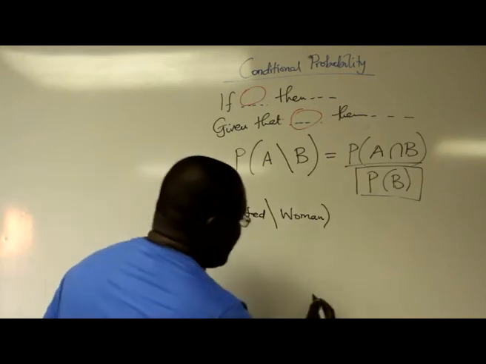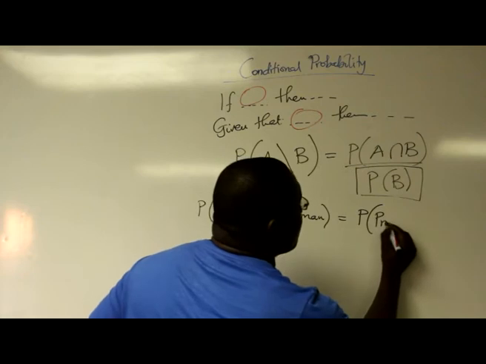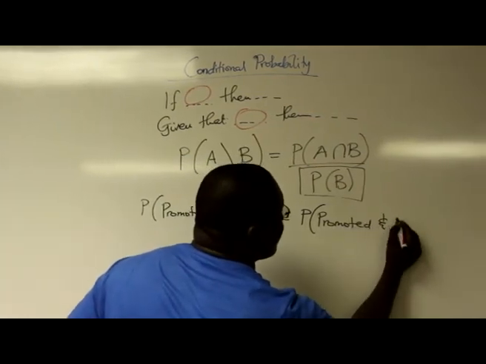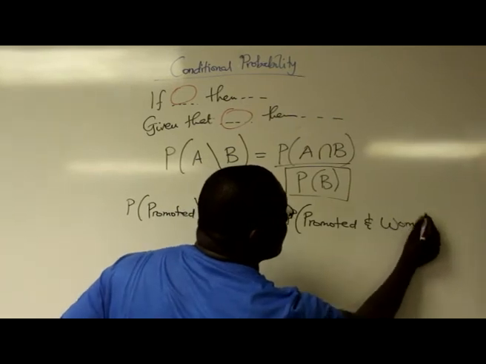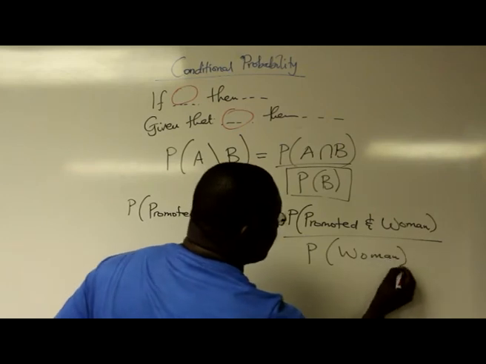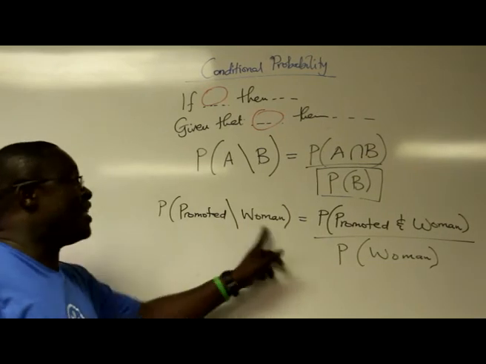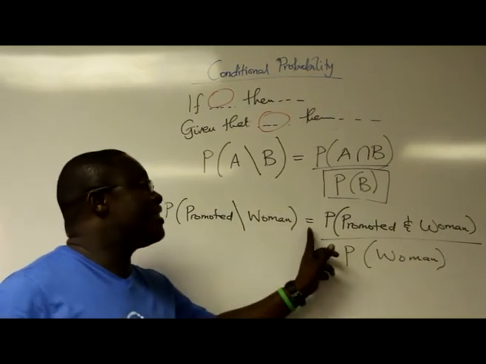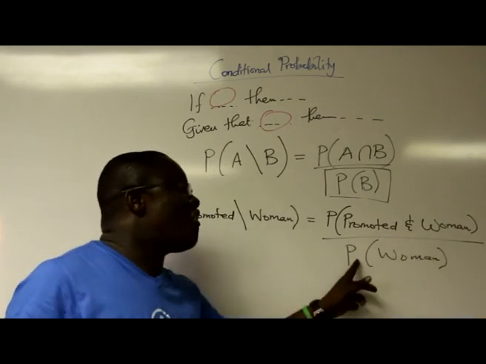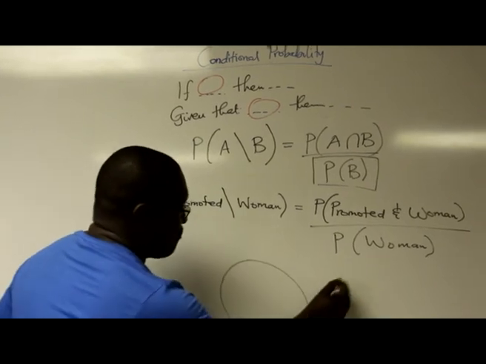So remember the formula, I'll just rewrite the formula. Probability of being promoted and being a woman, right? Over the probability of being a woman. So what you're saying is, what is the probability of being promoted given that you're a woman? And it's going to be equal to the probability of being promoted and being a woman over the probability of being a woman. Now, let me use my Venn diagrams again.